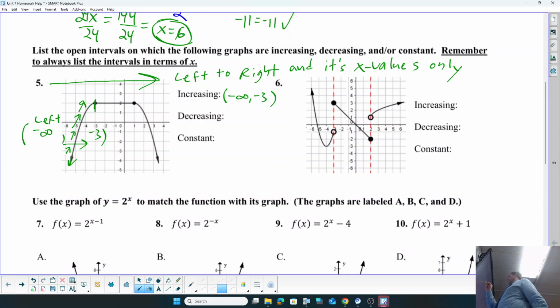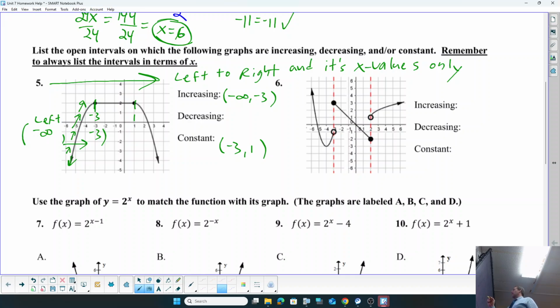Then we're constant from negative 3 to about 1. Mr. Newbold, why aren't you using brackets? Well, it's kind of tricky because at that point you're not increasing or decreasing. So we just use parentheses because you're just kind of stopped there. Yeah, because that's where it changes direction. So we're constant from negative 3 to 1.